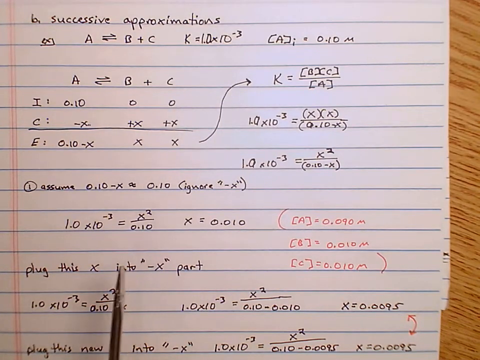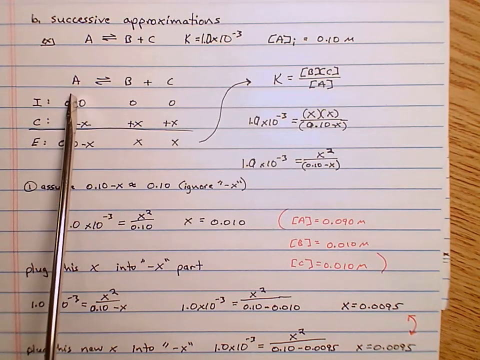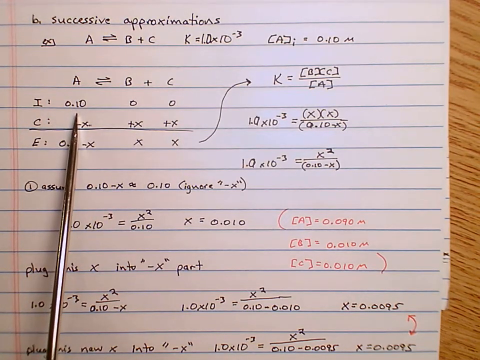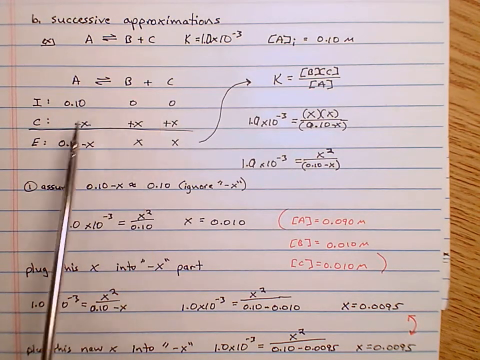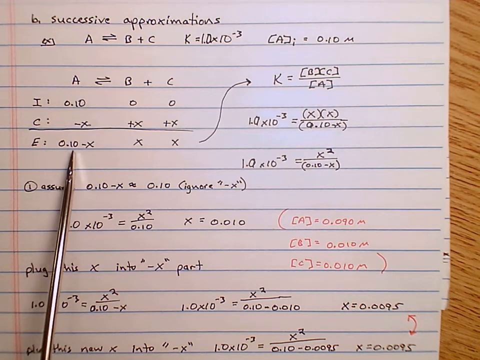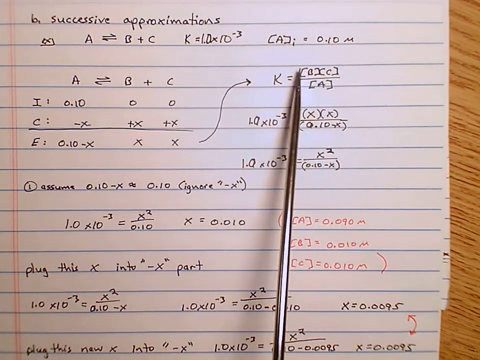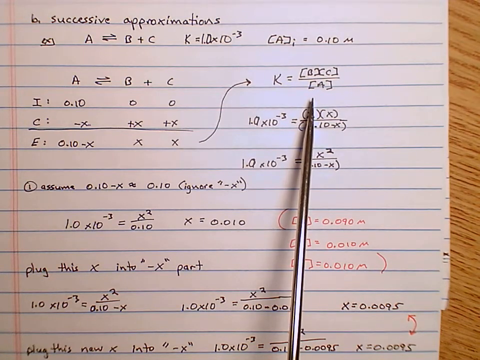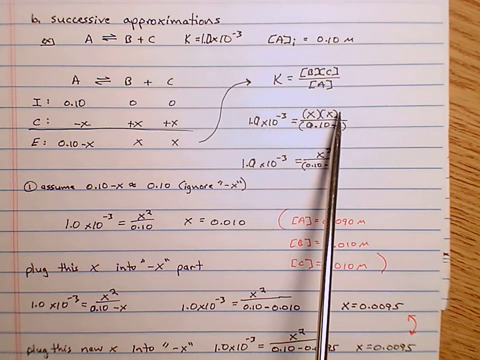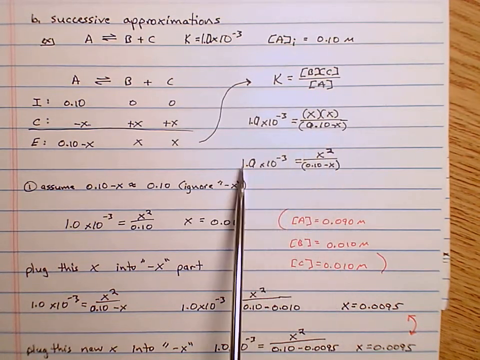Well, let's dig down through it. I need to know the equilibrium concentrations, so A is in equilibrium with B plus C. Initial concentration of A is 0.100. A is going to go away, minus x, plus x, plus x. We get 0.10 minus x, x, and x. Here is my equilibrium constant expression for this reaction, plugging in my values: 1 times 10 to the minus third equals x times x, which is x squared, divided by 0.10 minus x, and we get this equation down here.